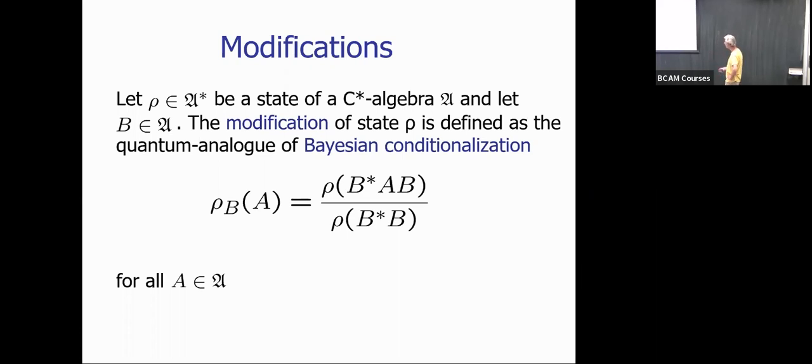So we evaluate the state at B adjoint times A times B, and normalize this by the evaluation of the state in B adjoint and B. And this gives rise to, so to say, a conditional probability, which is a new state, rho B, evaluated in the observable A. And so given one state, we can introduce many different other states by this conditionalization rule. And this is called a modification of the state.